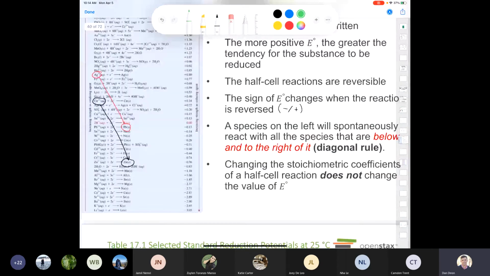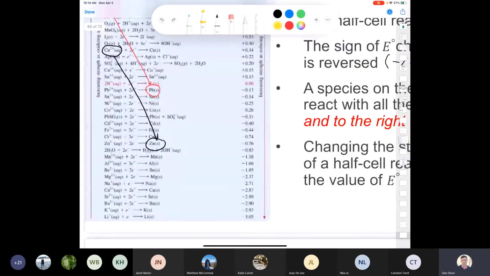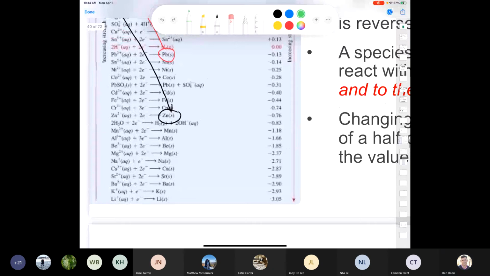Anyhow, another thing, and this goes against a lot of the things you've learned in chemistry class, is that if you change the stoichiometric coefficient of a half-cell reaction, it doesn't change the value of E. And if you're like, what do you mean by that, Mr. Dion? If you take, for example, this reaction here, zinc 2+ being reduced to solid zinc, and you were to multiply this reaction by 2, this would be unaffected. It doesn't affect that. All right, let's move on from there.